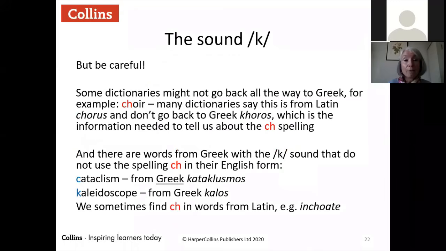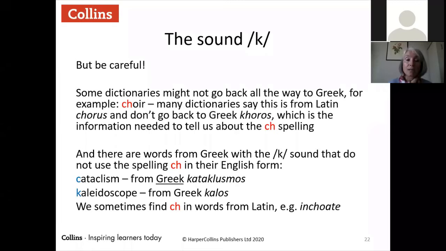But you need to be careful because, as I said, not all dictionaries might go back to the original Greek, and I've got choir here as the example. So the clue is that it's Greek that gives us K spelled CH, not Latin. And you might not get that, so we do need to be careful. And there are words from Greek with the sound K that do not use the CH spelling. And this goes back to the Greek alphabet, and I'm not going to go into that here because that brings us into a whole new alphabet.